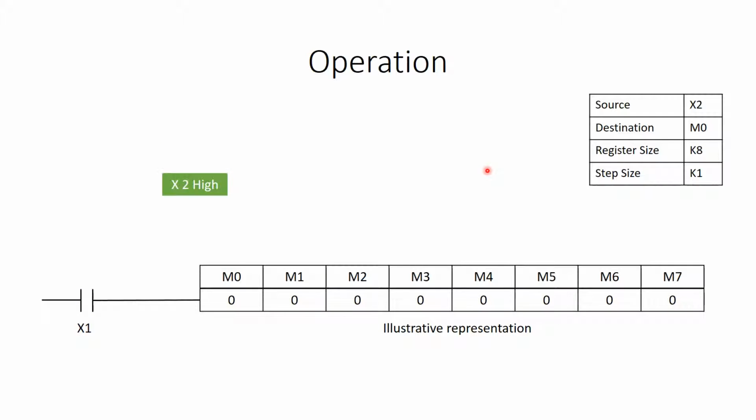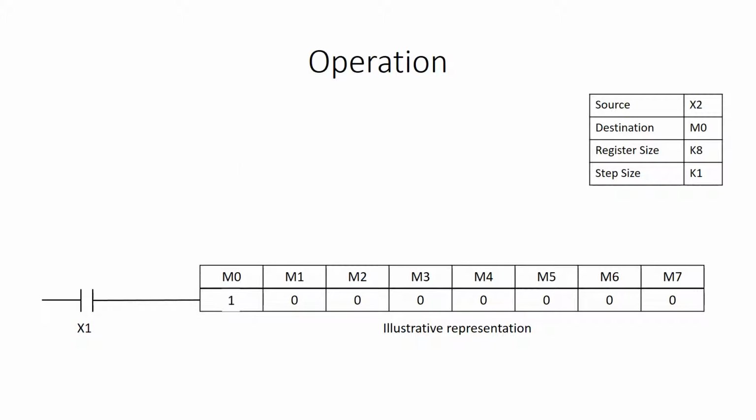The next scenario is if we have a high on X2. A high on X2 is a 1 bit. If we get our index pulse, which is X1, this is the step to register. It will take that X2 high, which as I said is a 1 bit, and place it into M0, because M0 is our destination within the register for that first bit. When X1 goes low, that 1 remains in M0. It will stay in M0 until it is cleared from the register or shifted along the register.